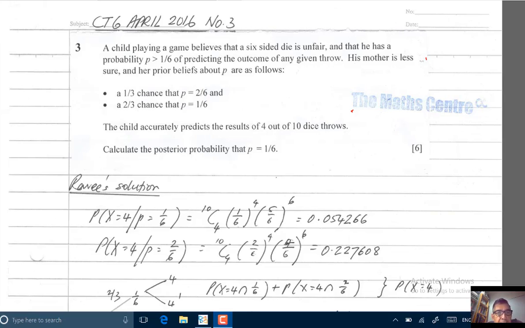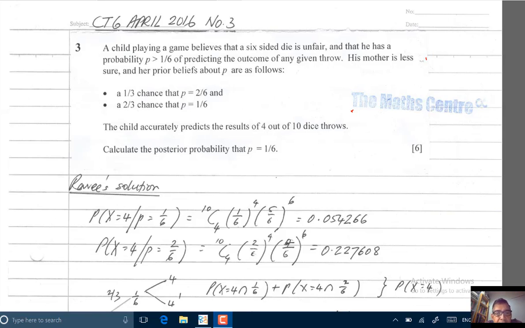Hello, we are looking at a question that appeared on the CT6 exam, April 2016, question number 3. Let's read the question. A child playing a game believes that a six-sided die is unfair and that he has a probability P bigger than 1/6 of predicting the outcome of any given throw.